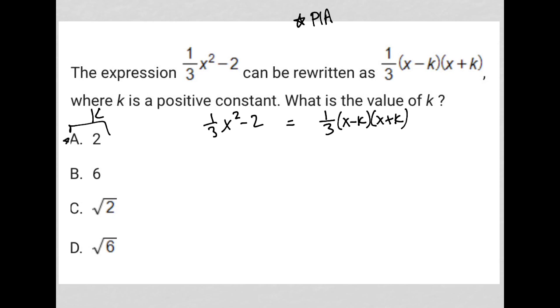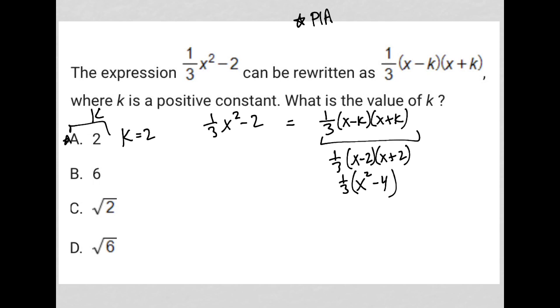So if I try choice A, for instance, that's to say that k is equal to 2. And I can just plug it in here and see, well, what happens when k is equal to 2? I'd have 1/3 times x minus 2 times x plus 2. X minus 2 times x plus 2 is x squared minus 4. So I'd have 1/3, and don't forget this is still in parentheses, x squared minus 4, and then this is not in parentheses here, so I'd have to get rid of those parentheses. So I'd distribute my 1/3 across, and I'd have 1/3 x squared minus 4/3, which of course is not the same as 1/3 x squared minus 2. So that's why choice A is gone.